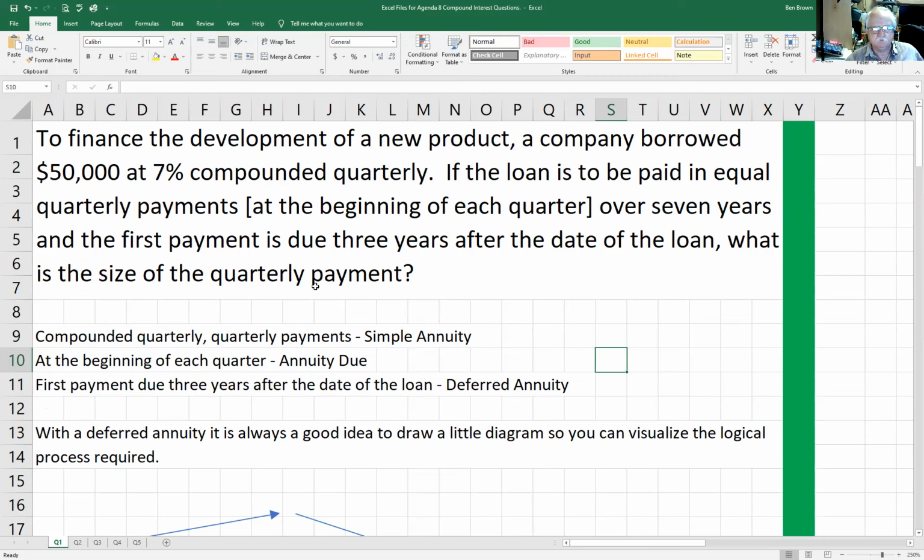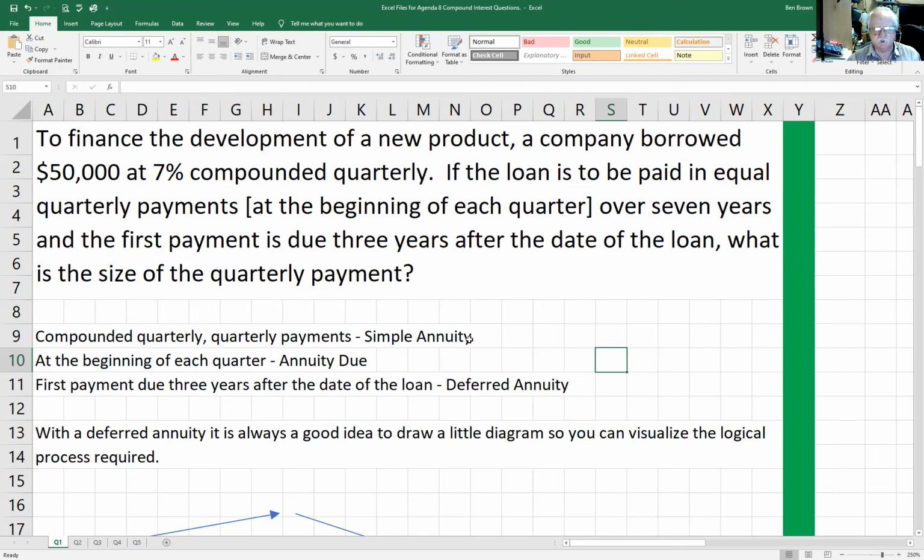So to finance the development of a new product, a company borrowed $50,000 at 7% compounded quarterly. If the loan is to be paid in equal quarterly payments at the beginning of each quarter over 7 years, and the first payment is due 3 years after the date of the loan, what is the size of the quarterly payment?